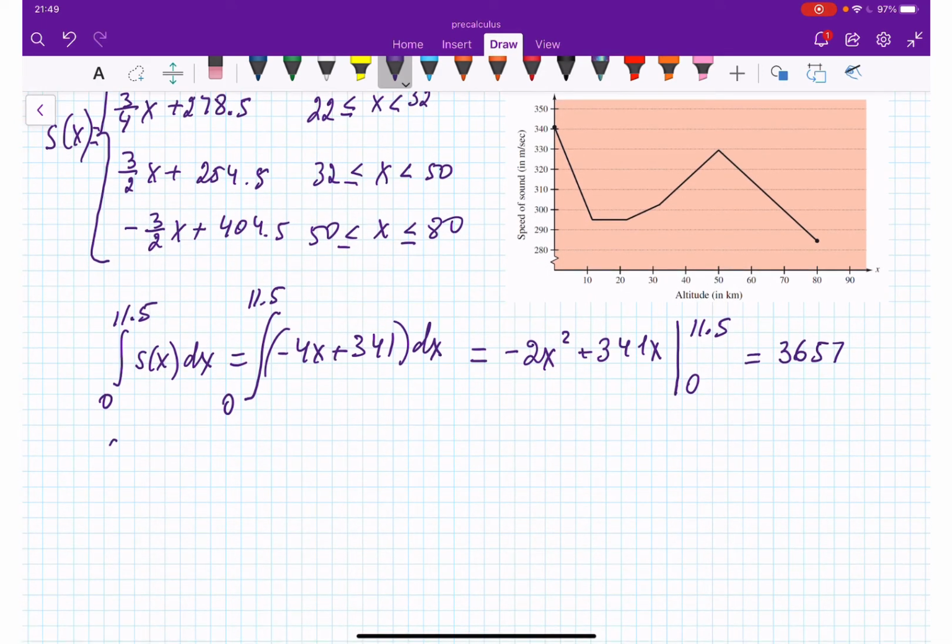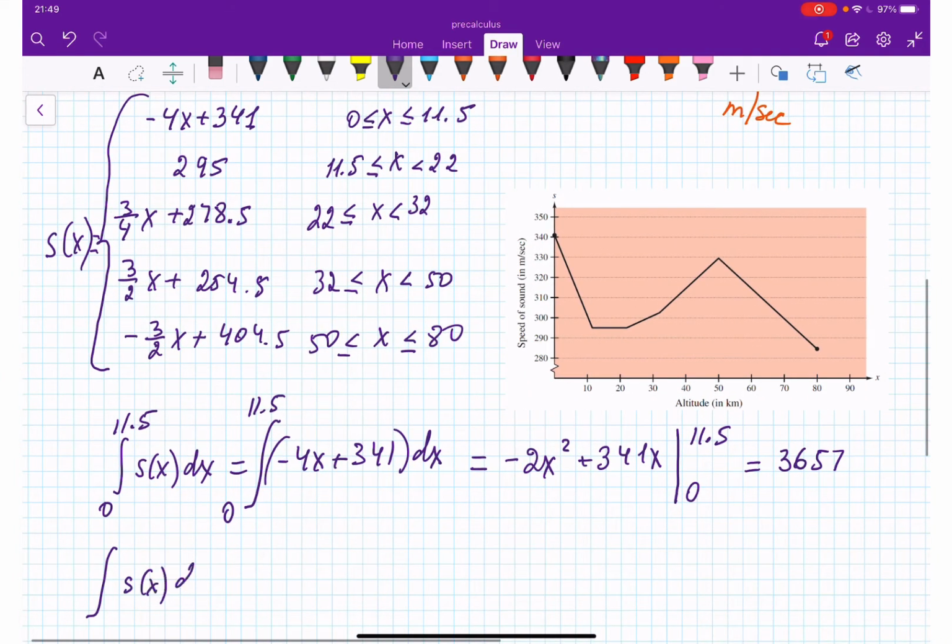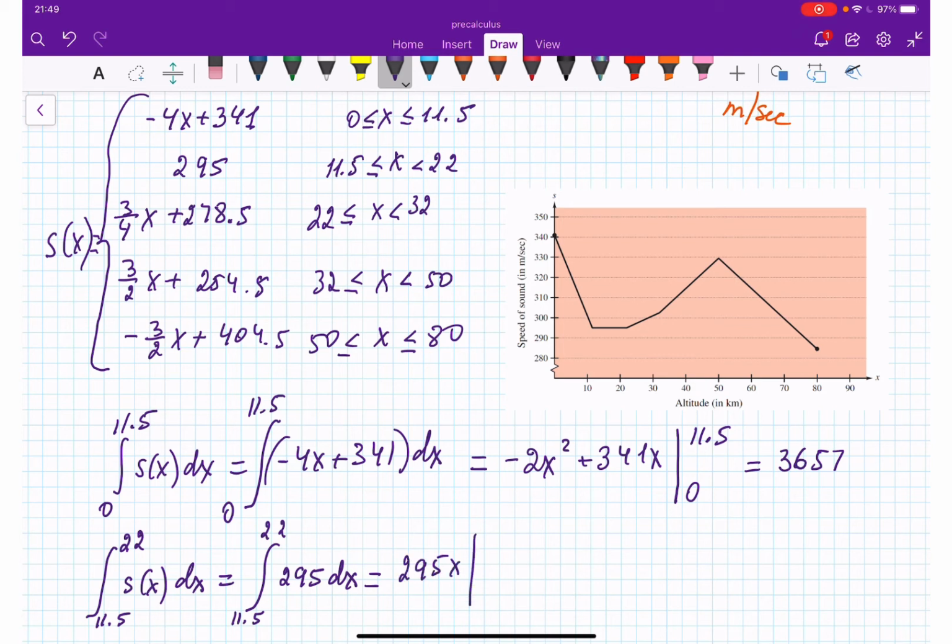Next, the integral of S of x dx with limits 11.5 to 22. This is equal to the integral from 11.5 to 22 of 295 dx. This is equal to 295x between 11.5 and 22, which is going to be equal to 3097.5.